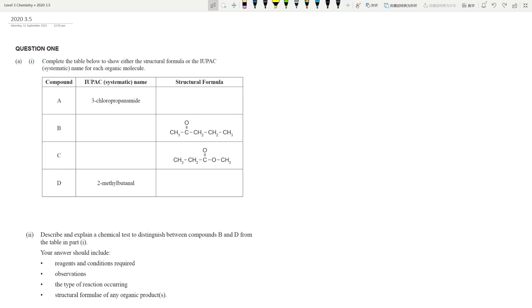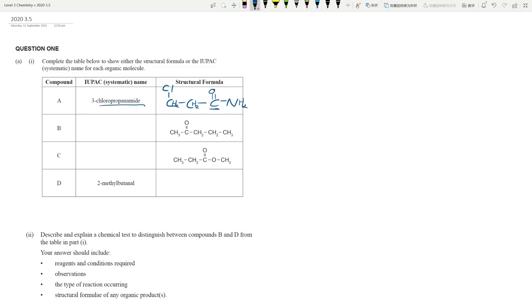First one is naming. So we want to name 3-chloropropanamide. So amide is, this is an amide, C-O-N. So propanamide, that means you have prop: 1, 2, 3. 3-chloro means on the third carbon you have a Cl. So this carbon is by default carbon number 1, and then you need to make sure every single carbon has 4 bonds and every single nitrogen has 3 bonds.